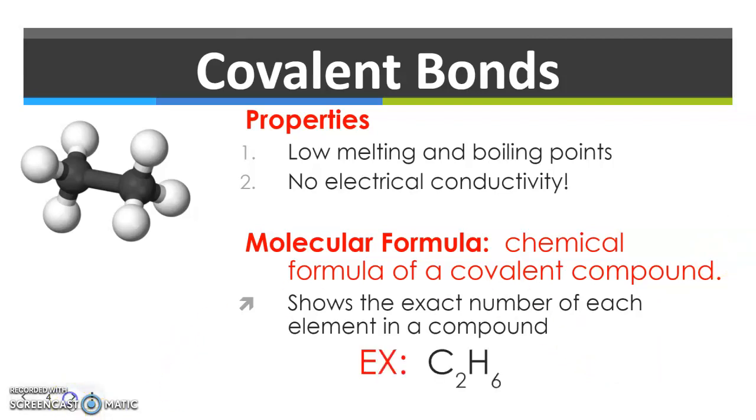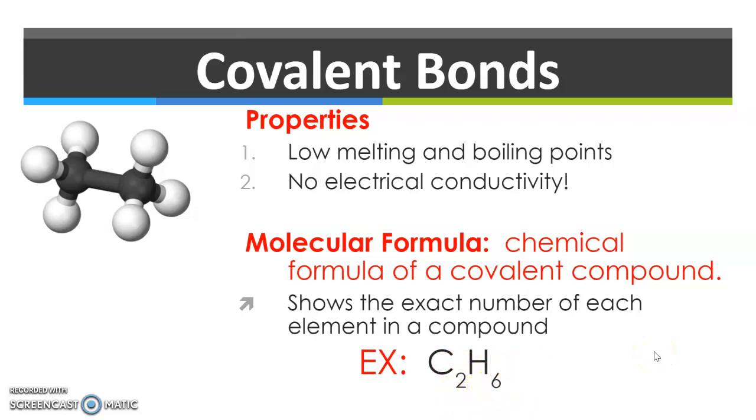I think we've talked about this already, but just so we know, whenever you see a formula, the subscript is going to be the number of atoms of that element in the compound. So here we have C2H6. We know it's covalent because carbon is a nonmetal, hydrogen is also a nonmetal. And all we need to be able to do is read this formula and understand, okay, in this molecule, there would be 2 atoms of carbon because its subscript is 2, and there would be 6 atoms of hydrogen.